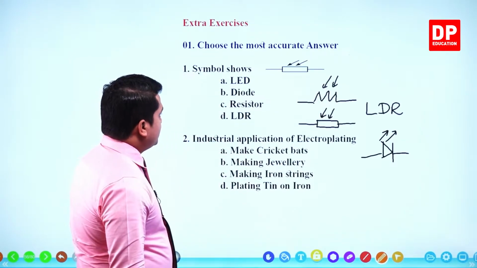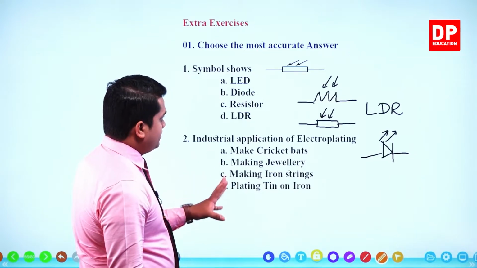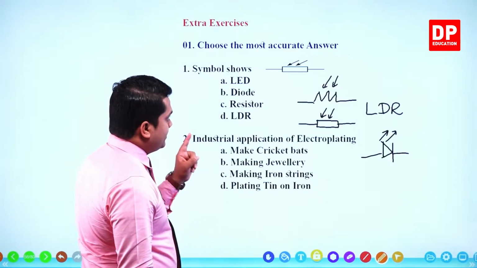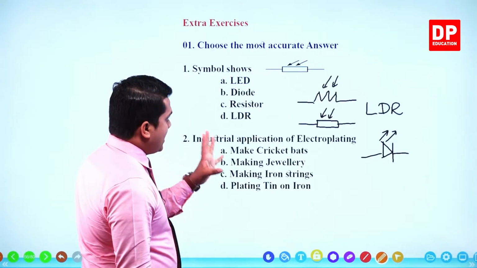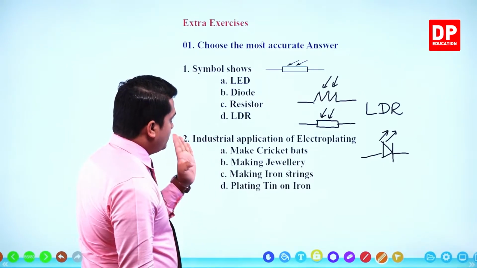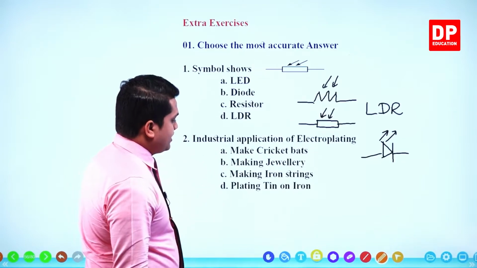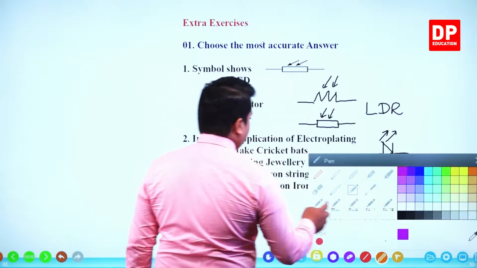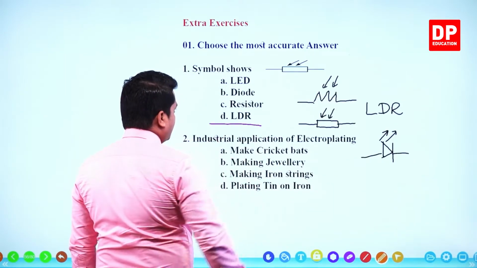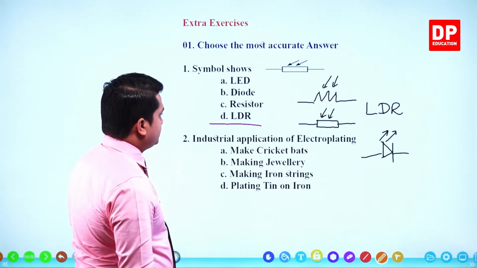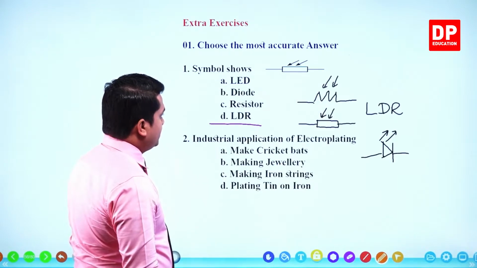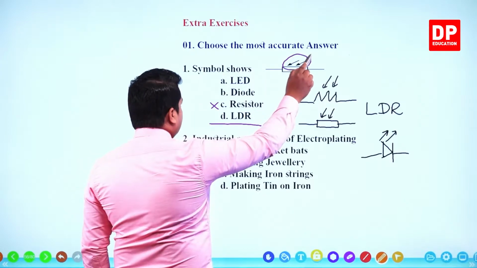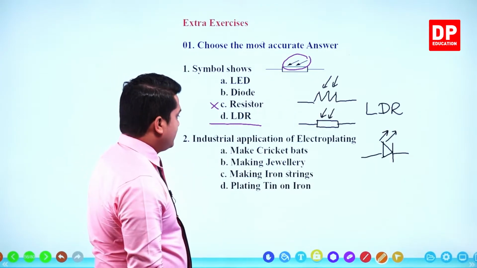Alright, so the symbol shown here is a type of resistor, but the specialty is that the arrows are pointing towards the resistor. So thereby this is an LDR. LDR, right? Don't put it as a resistor, it's incorrect. As there are arrows, it is an LDR.